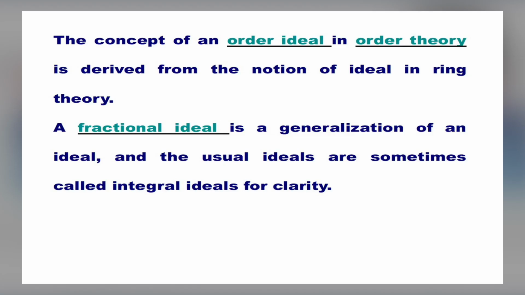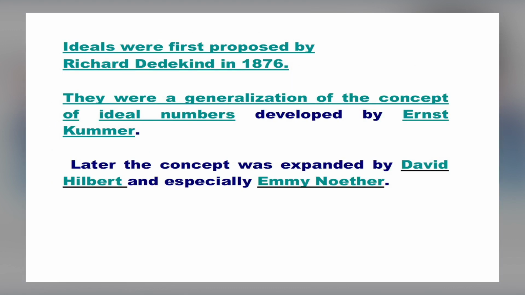For instance, the prime ideals of a ring are analogous to prime numbers, and the Chinese remainder theorem can be generalized to ideals. There is a version of unique prime factorization for the ideals of a Dedekind domain, a type of ring important in number theory. The concept of an order ideal in order theory is derived from the notion of ideal in ring theory. A fractional ideal is a generalization of an ideal, and the usual ideals are sometimes called integral ideals for clarity.